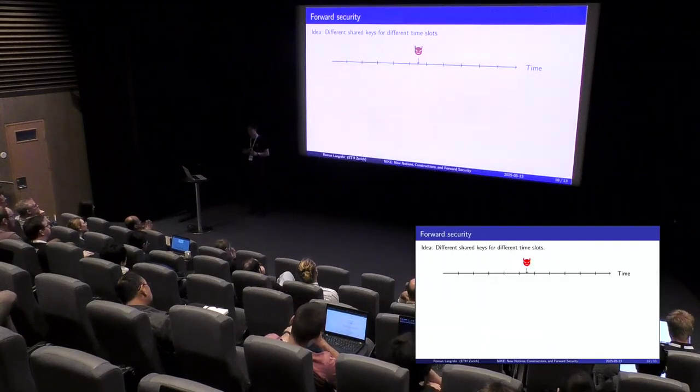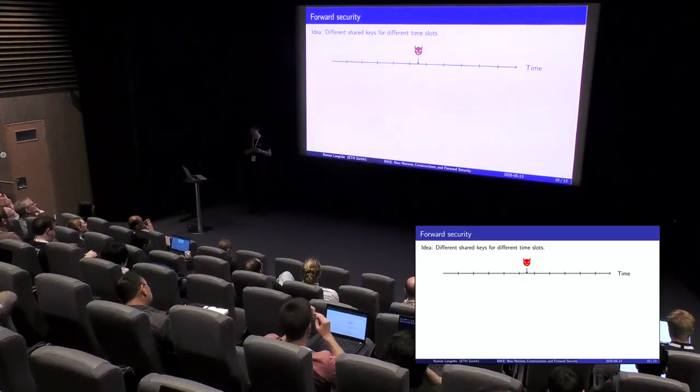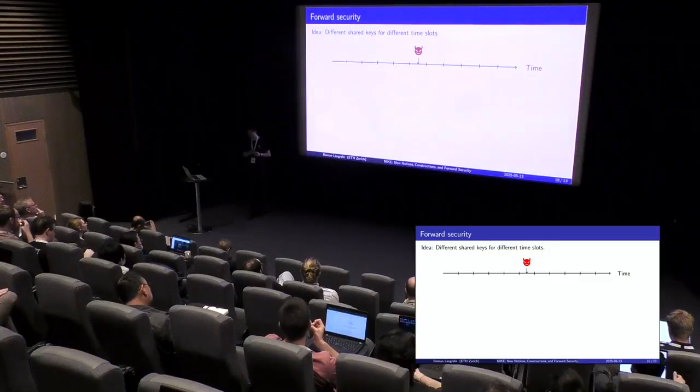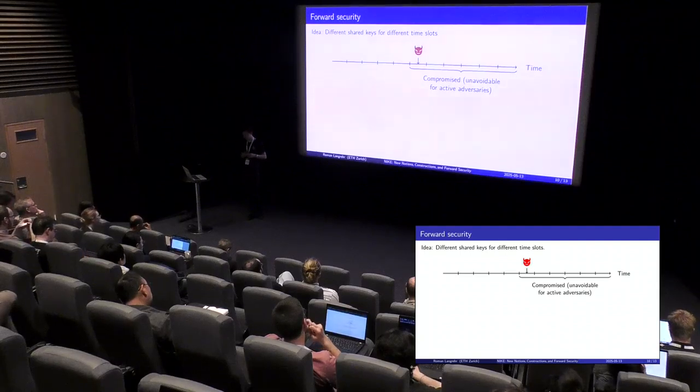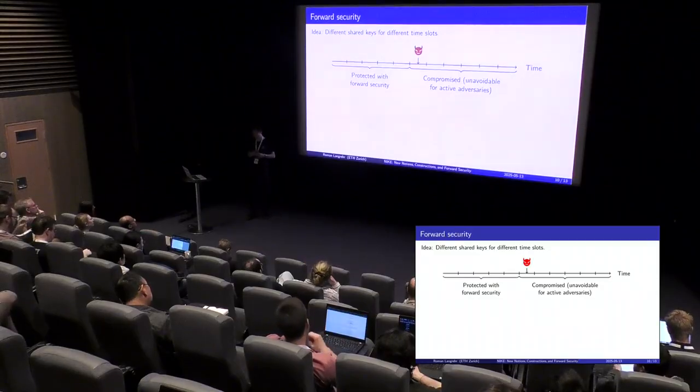Okay, so finally I want to talk about forward security, which is one of the applications of our new notion. Forward security means that we use a different shared key for each time slot. And the idea here is that an adversary who breaks in one time slot can of course corrupt the current time slot and also all future time slots, at least when you don't have any interaction or if the adversary is active. And the goal of forward security is to protect all previous time slots.